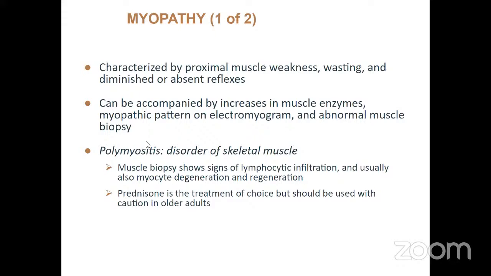Polymyositis is the most common type of myopathy, a disorder of the skeletal muscle, in which the muscle biopsy shows signs of lymphocytic infiltration, and the patient is unable to open the door or unable to comb their hair. Prednisolone is the treatment of choice, but it should be used with caution in older adults, because prednisone has a lot of side effects. It causes osteoporosis or vertebral fracture.